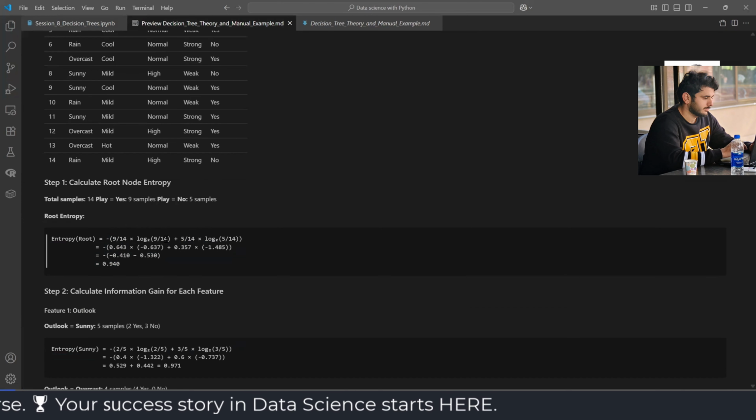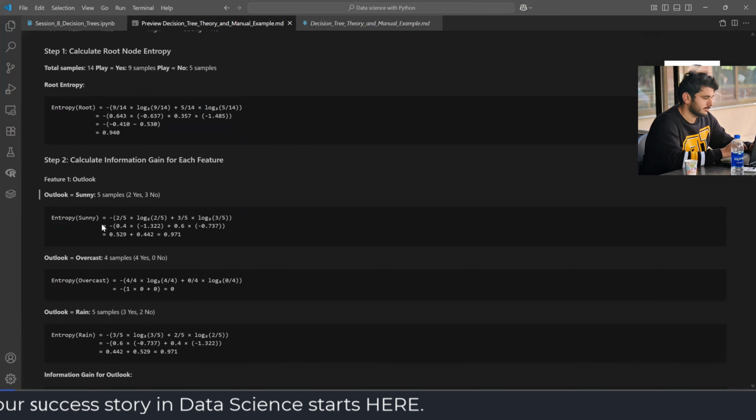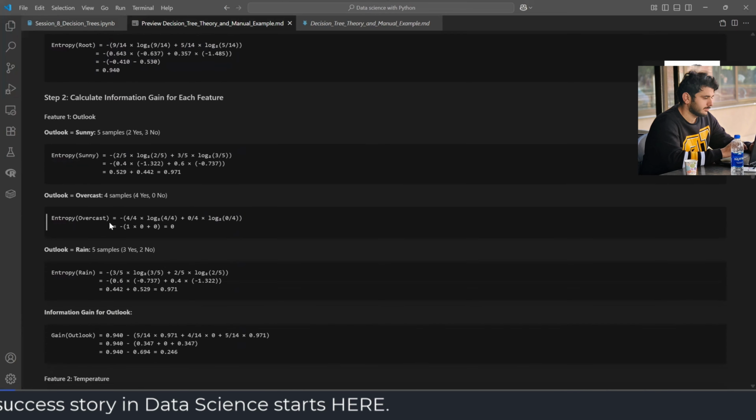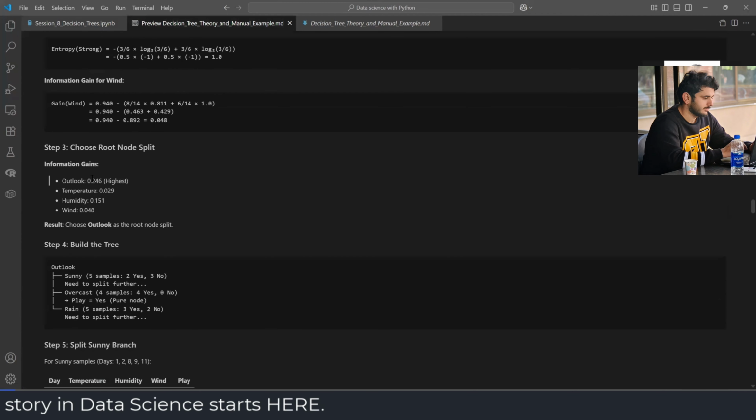Again, this is going to be the same process. We calculate for the whole data set, then we calculate for each category in every independent variable. Based on that, we will make a decision. Here, Outlook has an information gain of 0.246, temperature has an information gain of 0.029, and humidity has an information gain of 0.1. So whatever gives us the highest value, we will go with that, right?